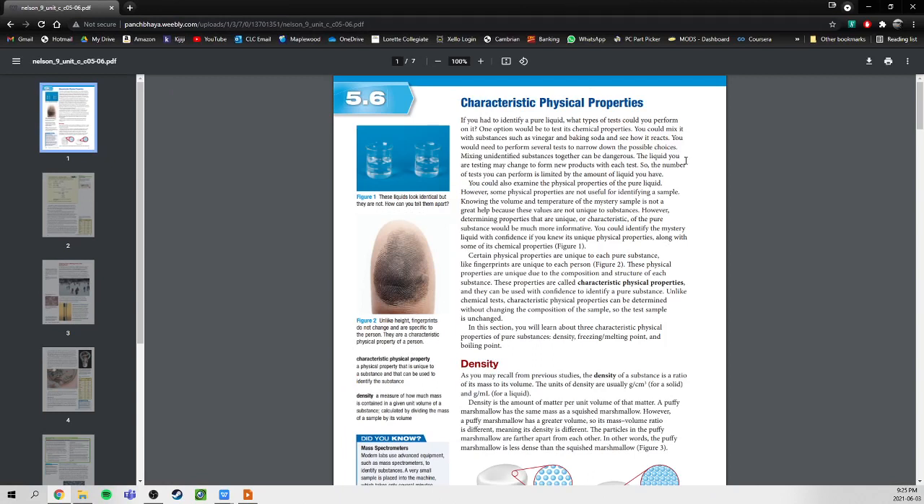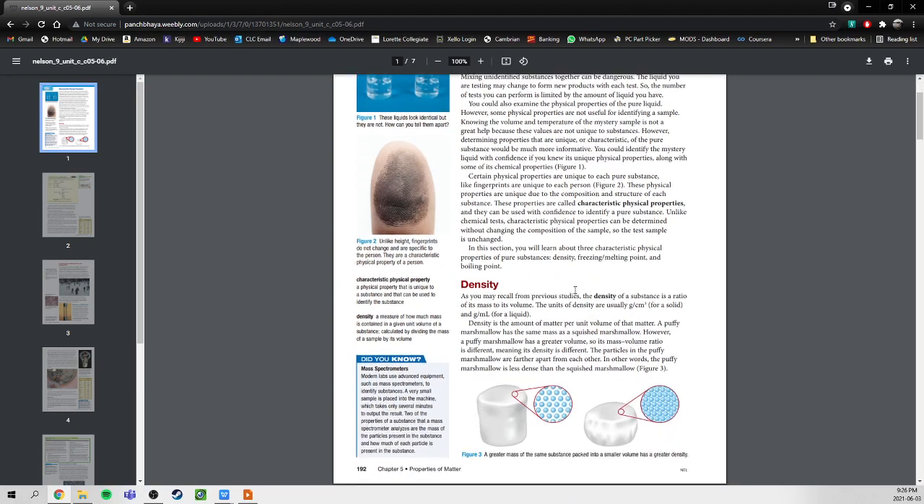So if you take a look at this, unlike height, fingerprints do not change and are specific to the person. So your fingerprint is a characteristic physical property. It's unique to you. It's a physical property that's unique to a substance and that can be used to identify that substance. So when we talk about melting point and boiling point, that is completely unique to that substance.